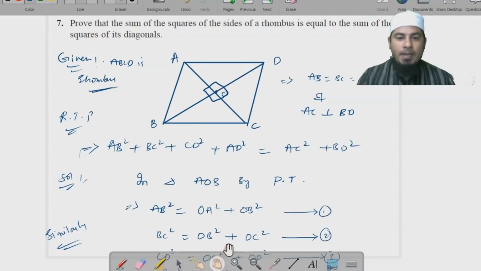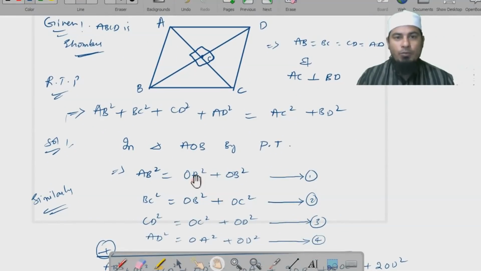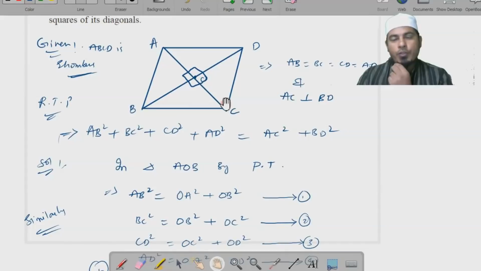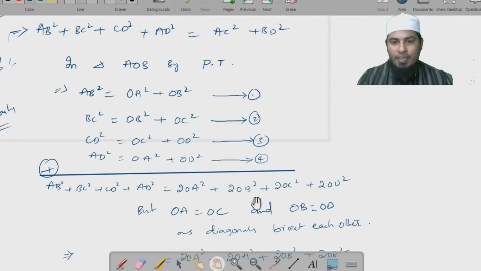When we apply Pythagoras theorem, AB square is equal to OA square plus OB square. Here O is the intersection point. Similarly, BC square is OB square plus OC square, CD square is OC square plus OD square, and AD square is OD square plus OA square. When we add all these, we get this, and the RHS becomes like this. OA is equal to OC. Why? Because diagonals bisect each other. O is the midpoint of AC, and similarly O is the midpoint of BD also. So we can write OB equals OD and OA equals OC. Instead of OC, I am writing OA, and instead of OD, I am writing OB.